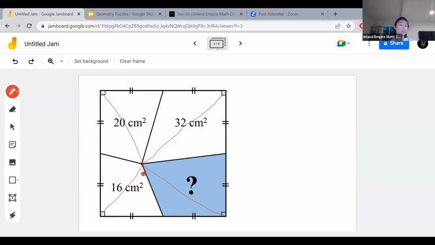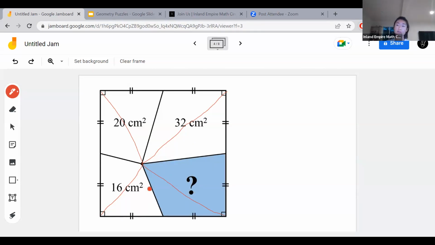And again, this is an area problem, right? We're looking for the area of this sort of unknown section. So we want to be thinking of area. So any guesses at all? No? All right, so it's okay.